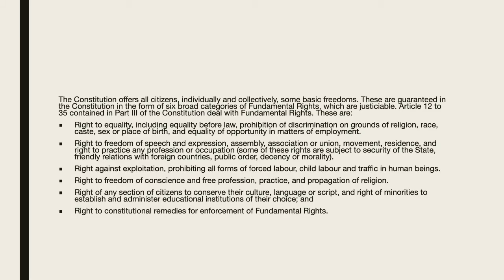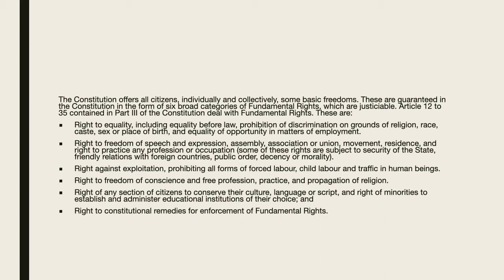So the Constitution offers all the citizens, all the individuals, collectively some basic freedoms, and these are guaranteed in the Constitution in the form of six broad categories of fundamental rights, which are justiciable. So Article 12 to Article 35 that are in the Constitution deal with the fundamental rights.